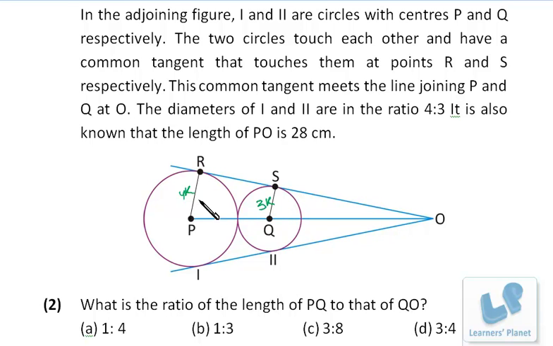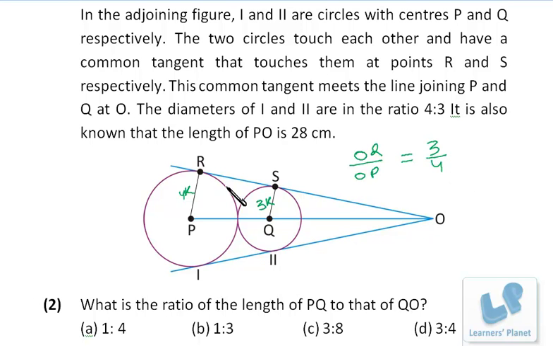is common and SQ will be parallel to PR because this angle is 90 degrees, right? The angle between tangent and radius is 90 degrees, right? So OSQ and ORP, both of them will be similar. Now if the two triangles are similar, their sides are in proportion, right? Now the ratio of this and this is 3:4. That means the ratio of OQ and OP will also be 3:4. OQ by OP. OQ is the side of this triangle and OP is the side of the bigger triangle. So OQ by OP will also be 3/4.